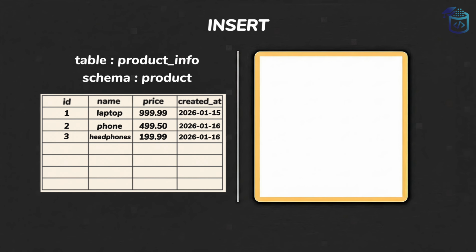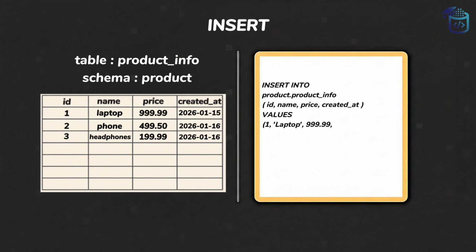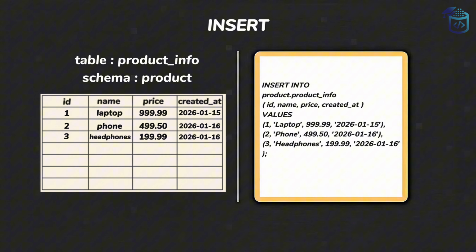The syntax for this is insert into product.productinfo, open brackets, ID, name, price, created_at, close brackets, then use the values command again, open brackets, 1, comma, laptop, comma, 999.99, comma, 2026-01-15, close brackets, comma, open brackets, 2, comma, phone, comma, 499.50, comma, 2026-01-16, close brackets, comma, open brackets, 3, comma, headphones, comma, 199.99, comma, 2026-01-16, close brackets. This way, multiple products are inserted into the table in a single command.